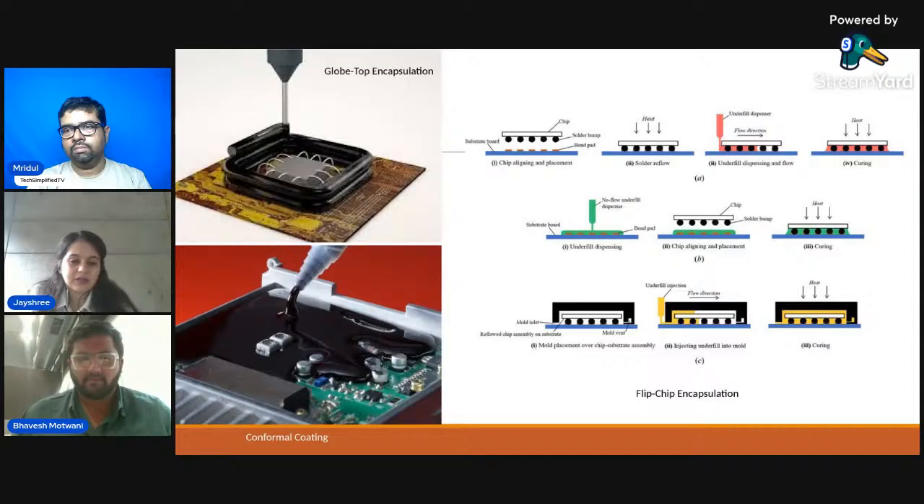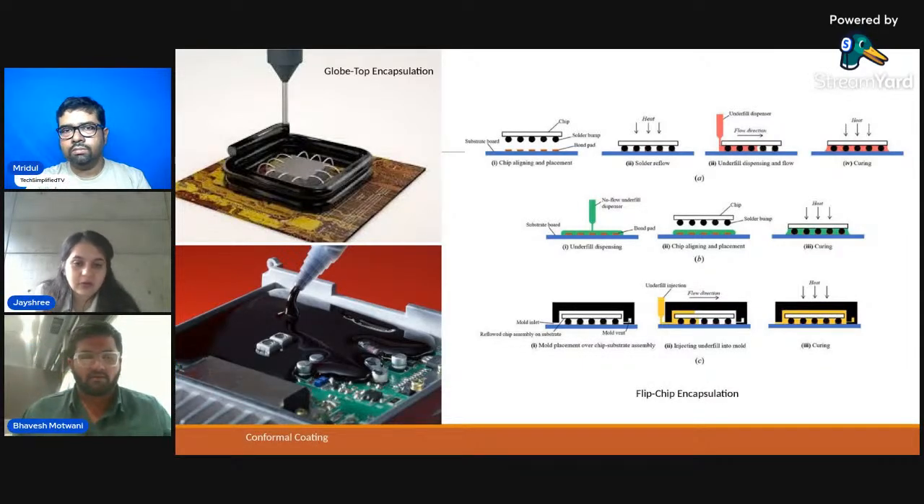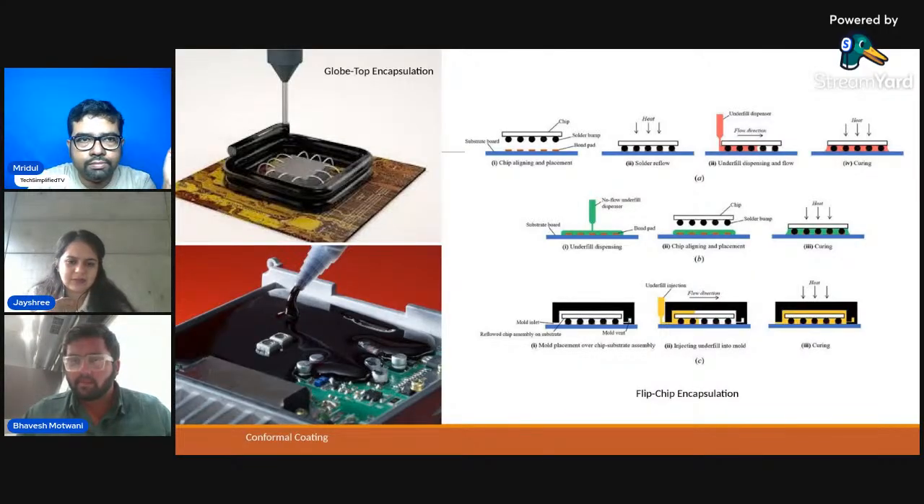So basically, what is the encapsulation process? Okay, I will answer all these questions in the last question and answer session. Firstly, we will just go with the presentation, and in the last 10 minutes we'll take the questions.